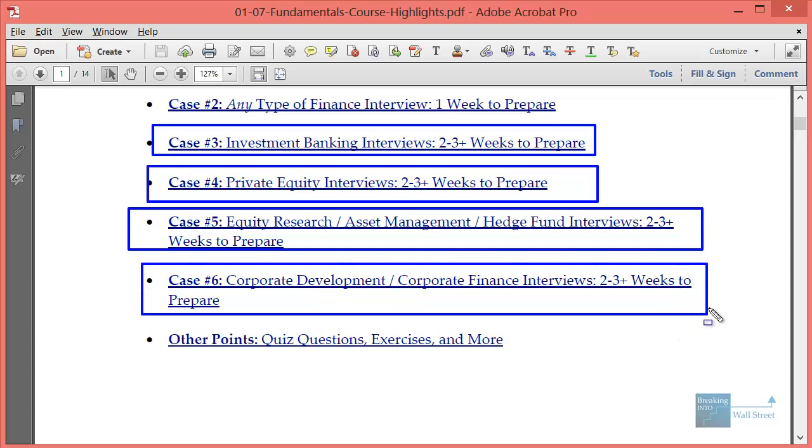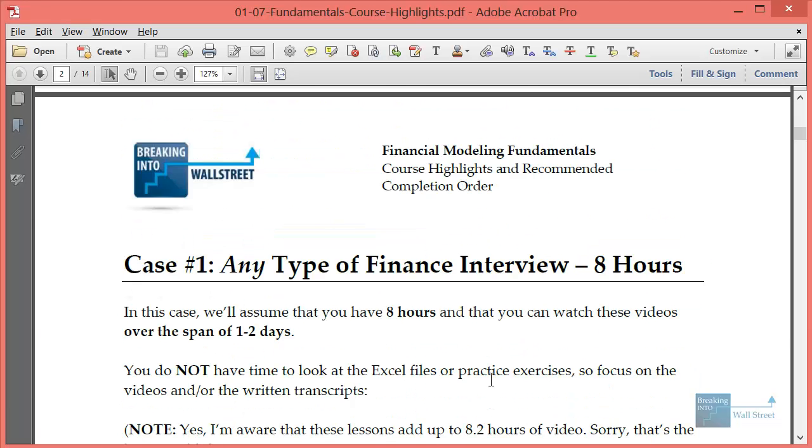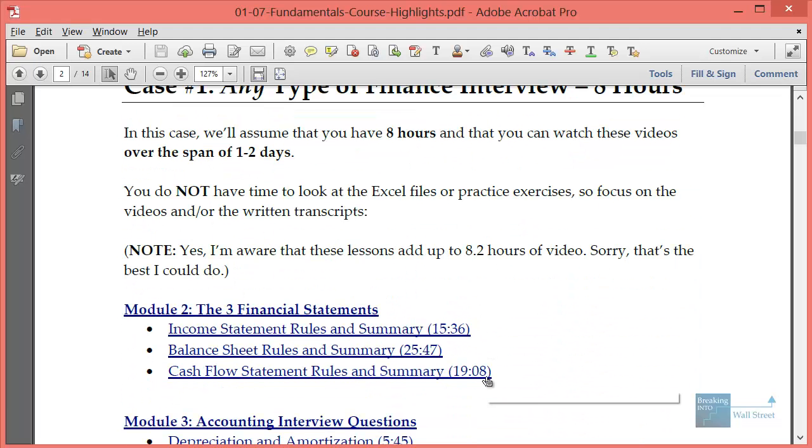And if you're interviewing for a role outside of these, you have to figure out what it's closest to out of these 4 possibilities. If you can't do that, then leave a question or comment or email us directly and we can let you know what might be relevant or which of these study plans is closest to what you're looking for. Let's go to the 8-hour plan first.